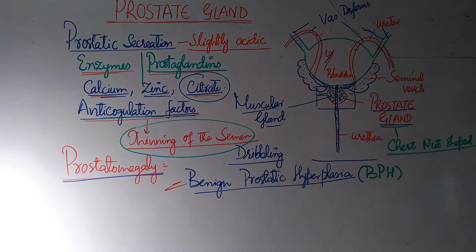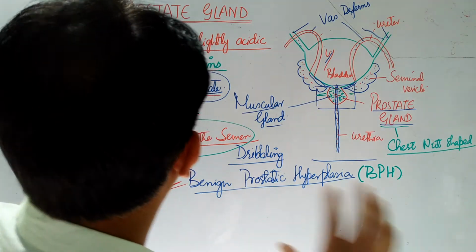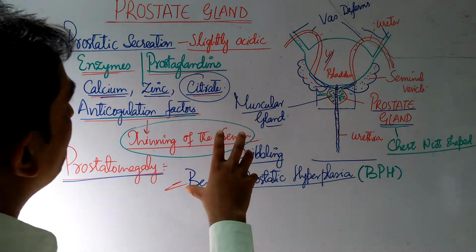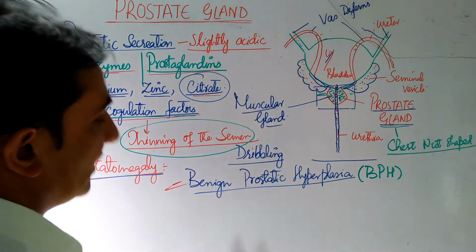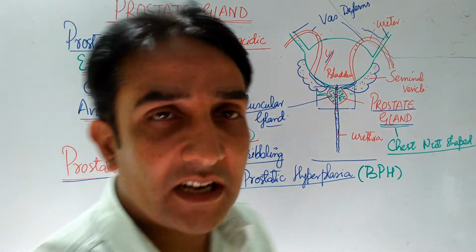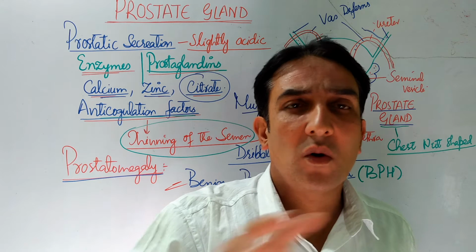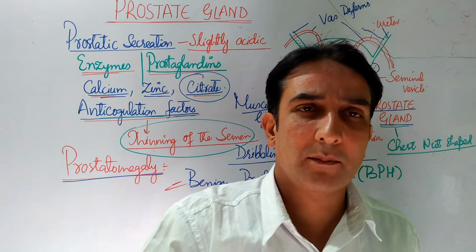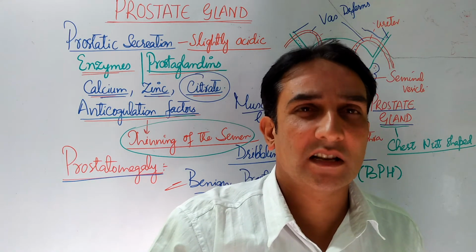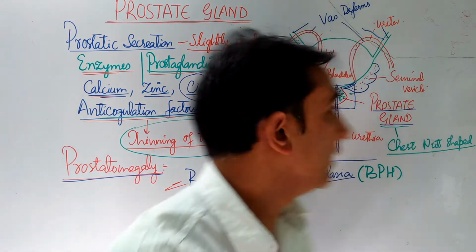As a whole, when we see the pH of the prostatic secretions, it is slightly acidic. But over here we will understand that the semen as a whole is slightly alkaline, but the prostatic secretions are slightly acidic in nature.